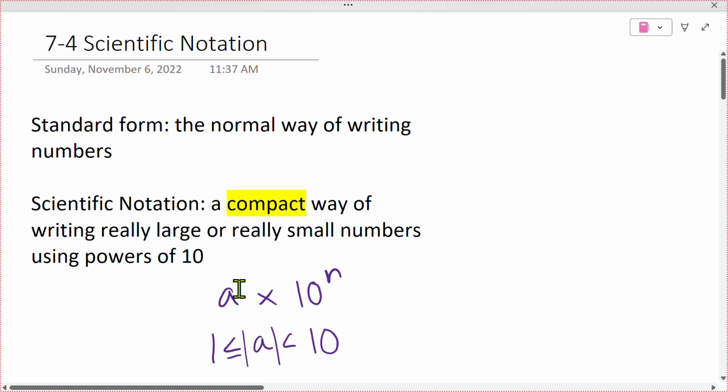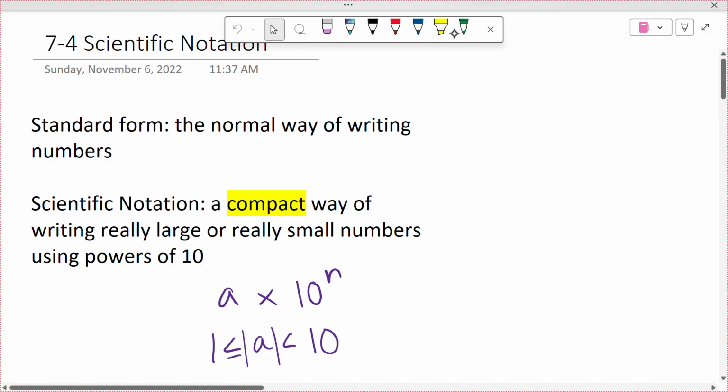So, scientific notation. First off, before we talk about scientific notation, standard form. Standard form is just the normal way of writing numbers. So when I say 2, again, hopefully you see this little numeral. Well, if I'm writing, you see.